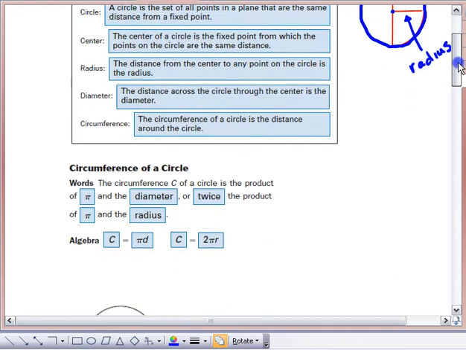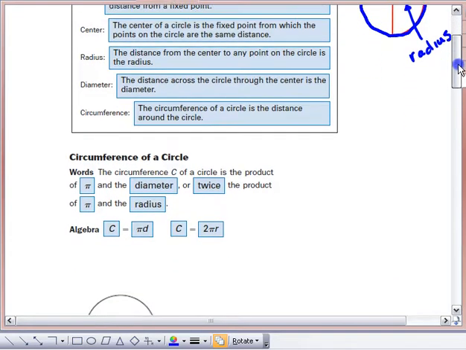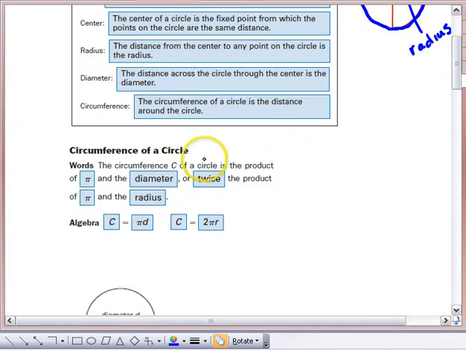So let's apply some of this information. Circumference of a circle. The circumference of the circle is the product of pi, which we're going to use as 3.14, and the diameter, or twice the product of pi and the radius.